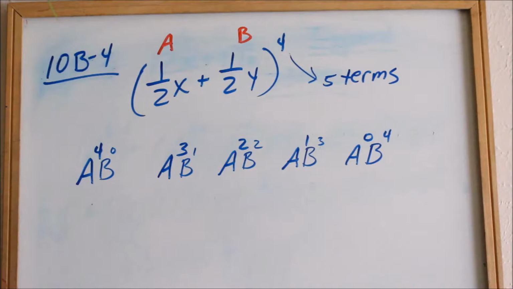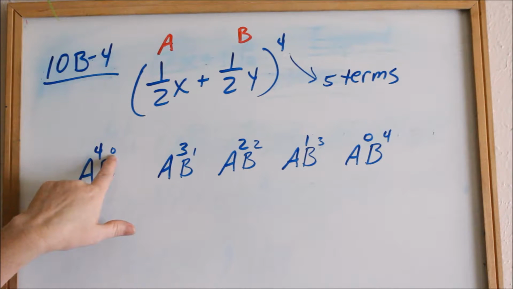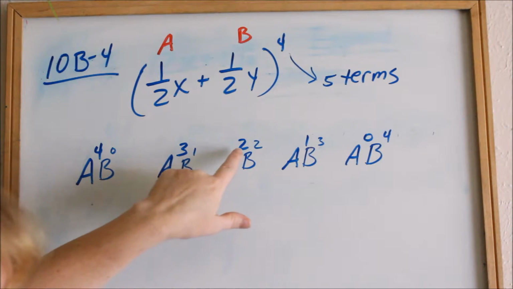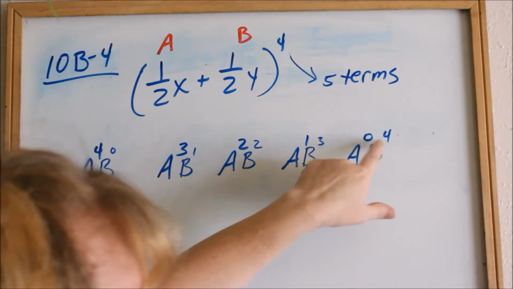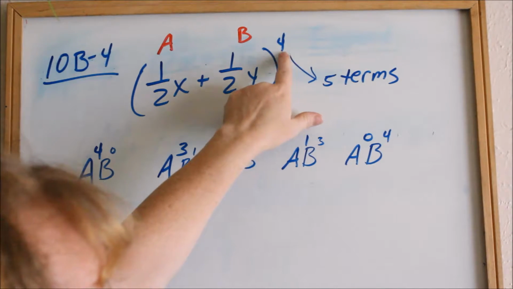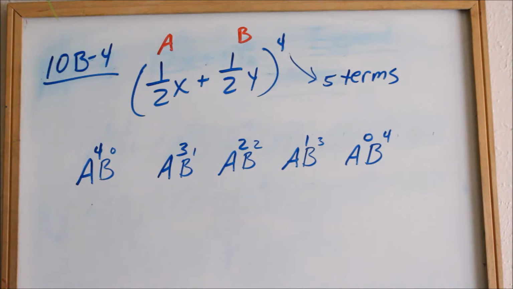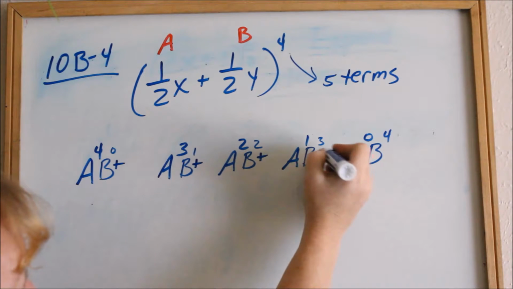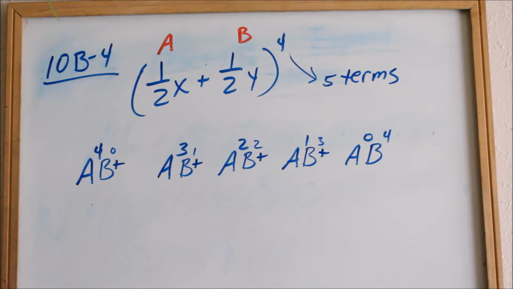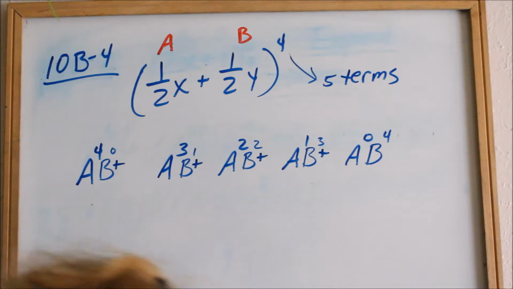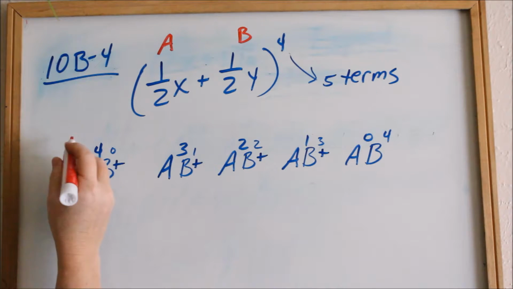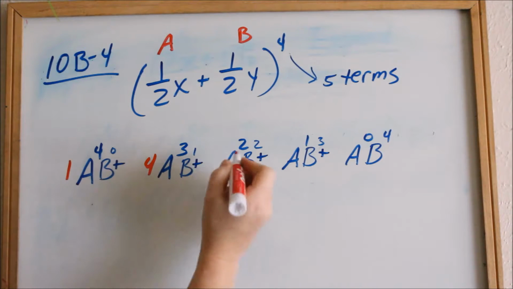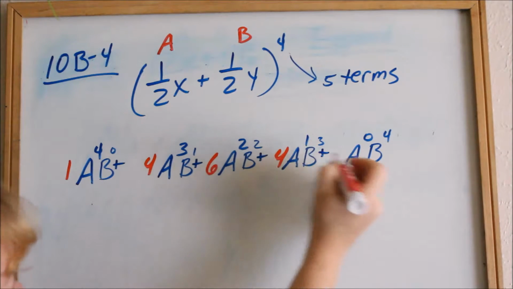I don't think I pointed this out in the last problem, but if you look at your exponents, both of these should add up to 4. 4, 4, 4, 4, 4. Your exponents will always add up to whatever your highest exponent is. Okay? There is a plus sign in between each one of these terms. And now we're ready to go to Pascal's triangle to put in our coefficients. So you go to the 4th power for Pascal's triangle, and the coefficients are 1, 4, 6, 4, 1.